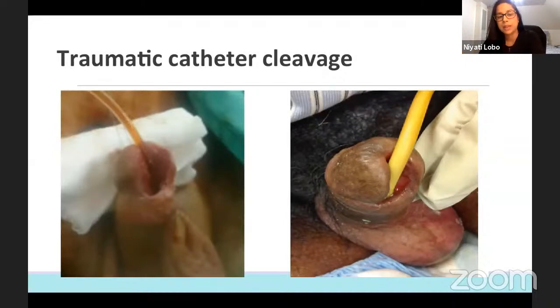The treatment for this is really a suprapubic catheter. So suprapubic catheters don't cause catheter cleavage. So normally we recommend that patients that need long-term urethral or long-term catheters have an SPC as opposed to urethral catheters to prevent this from happening.